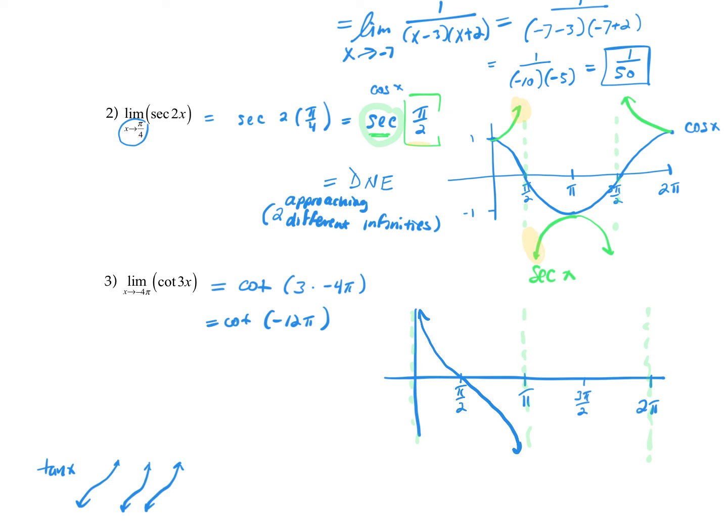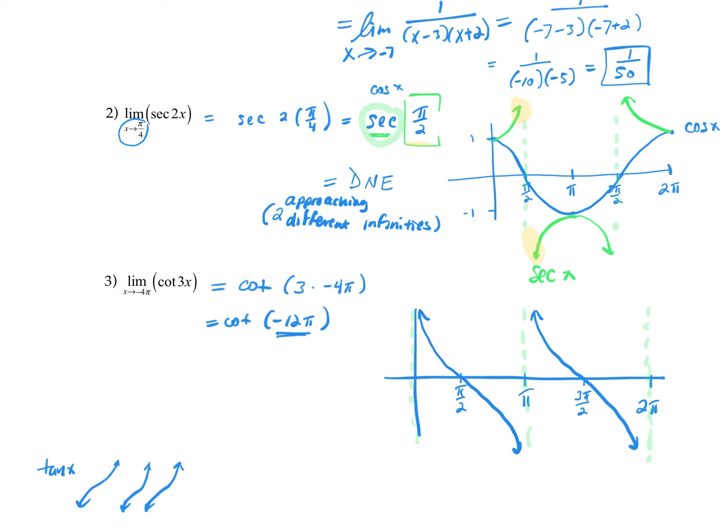That's what I mean by falling to the right. So it swoops down this way, falls to the right. All right. Now, I know we're finding the cotangent at negative 12 pi, but look at the behavior of the graph at every multiple of pi.